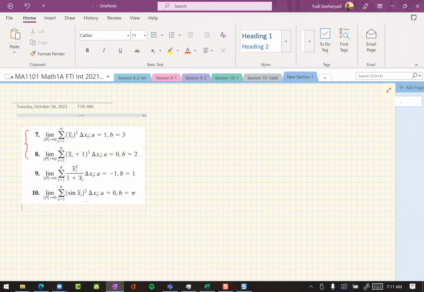Okay, so this type of problem. The question is as follows. This limit represents an integral, a definite integral. So this limit here.